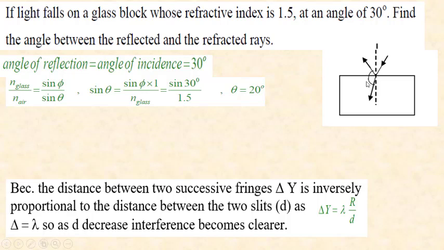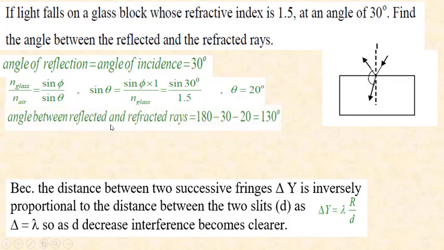Okay, so this part will be 70. The angle between the reflected and refracted ray will be 180 minus 30 minus 20. So the result is 130.